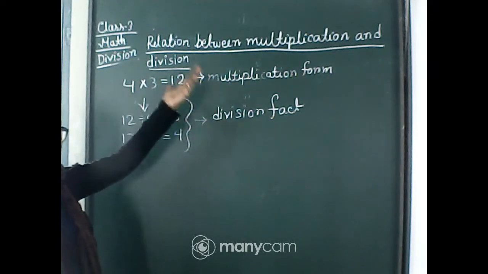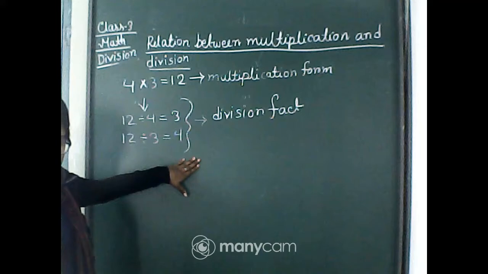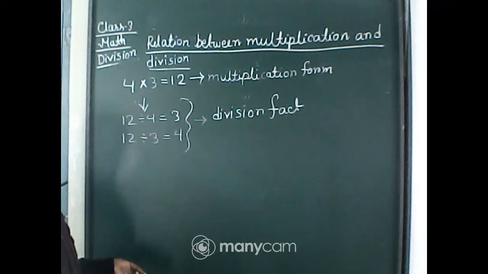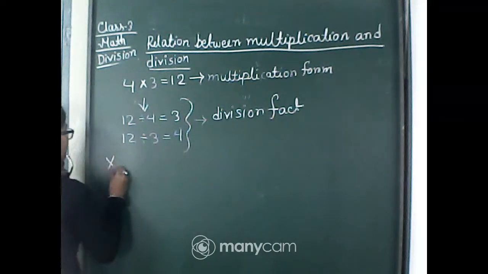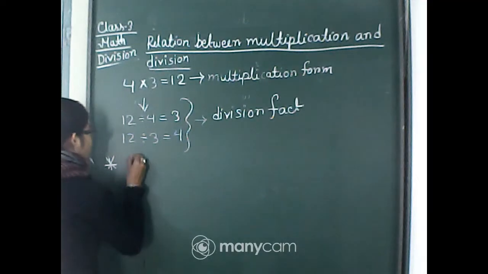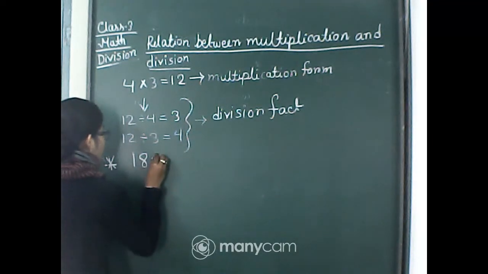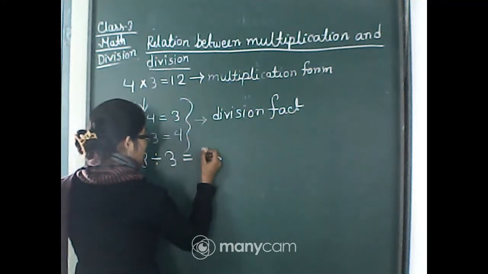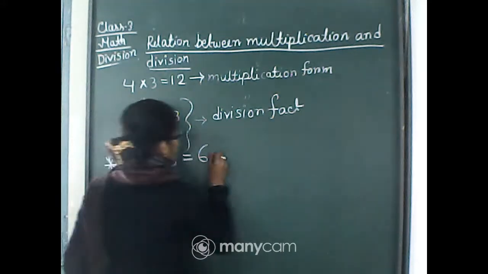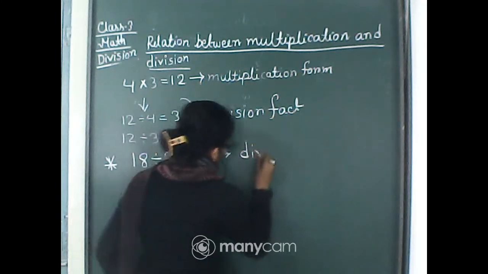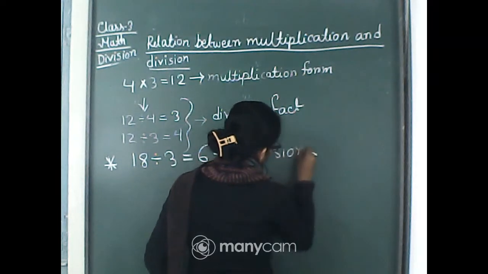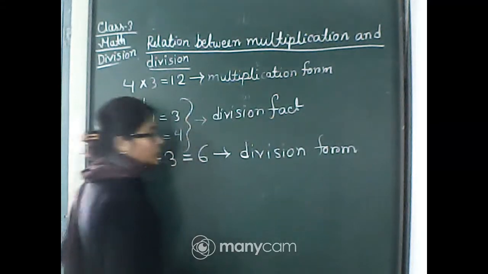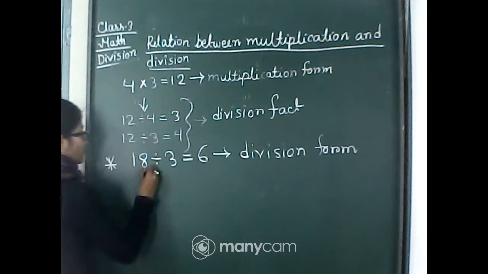And the opposite case can also happen. Like this, they will give you 18 divided by 3 equal to 6, sorry, 3 sixes are 18, okay? Now this is the division form or division fact, you can say. Now you have to write it down as a multiplication form or fact.